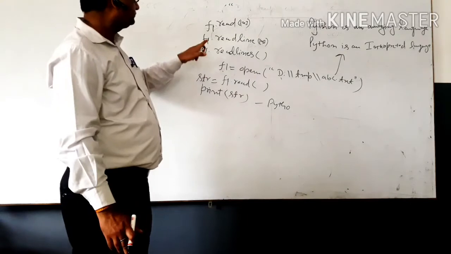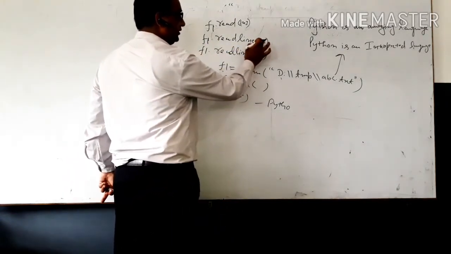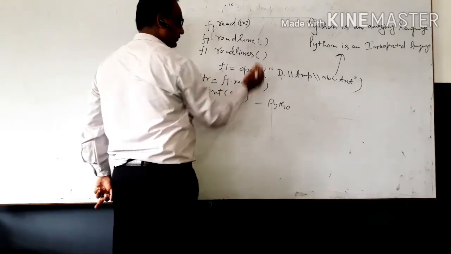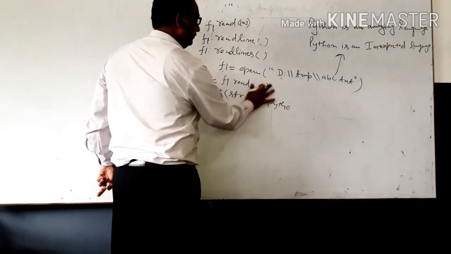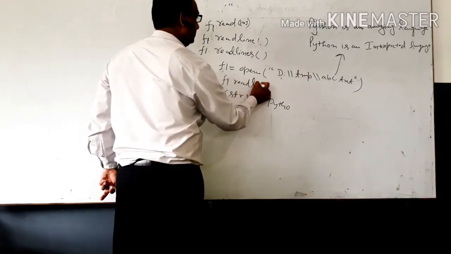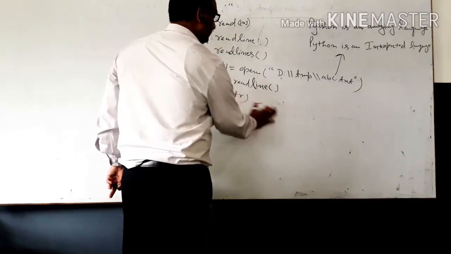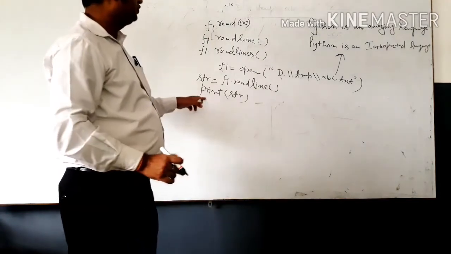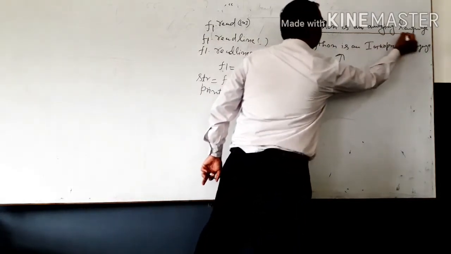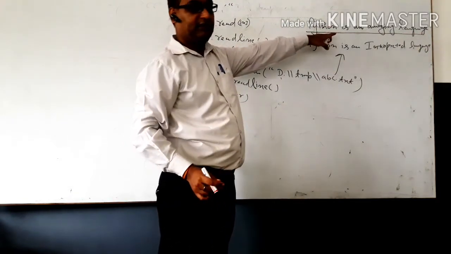Now the next point, f1.readline. The brackets are optional, so you can write the number or avoid it. If you are using it without a number, with the same file name, we can use readline. So what's going on? Readline means it shows the first line as output. What's our output? Python is an amazing language.